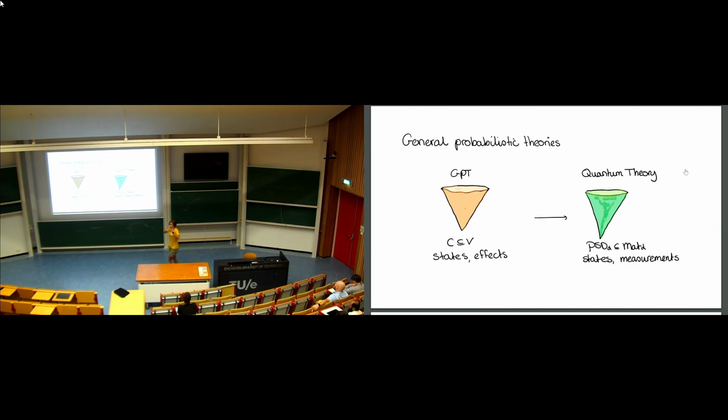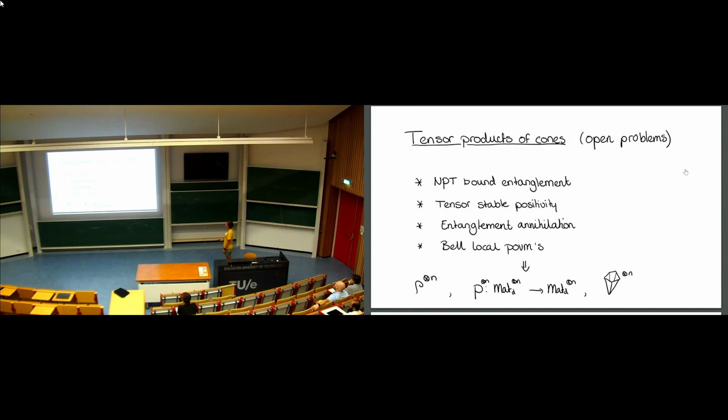But then if we have multiple particles or states, we need to take tensor products of these cones. And for general cones, it's not so clear. As I said, there's multiple options, and there's no self-dual one known. So this is a question I'd like to answer. And there are many more open problems and questions in quantum information theory. I wrote some names down here. These words will probably not say much to you.